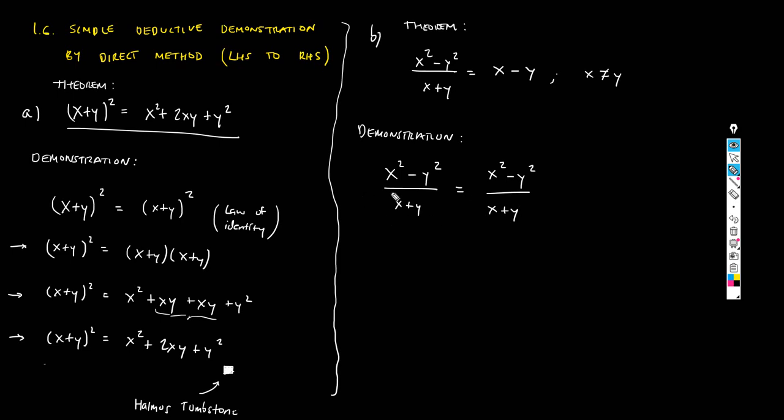It's equal to itself, right? This is my first step in the demonstration, and as I told you, this is called the law of identity, or the axiom of identity. Anything is equal to itself. Then the second step is this.